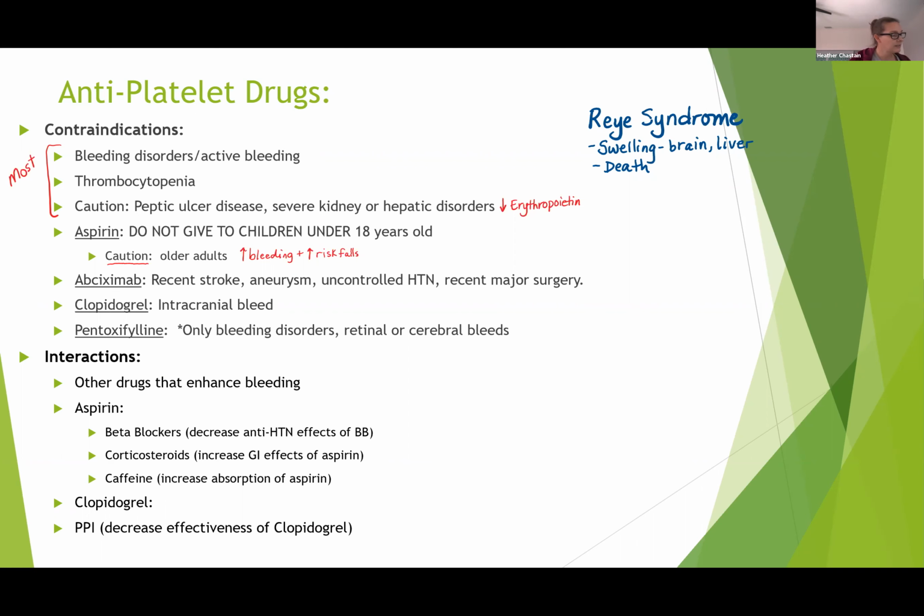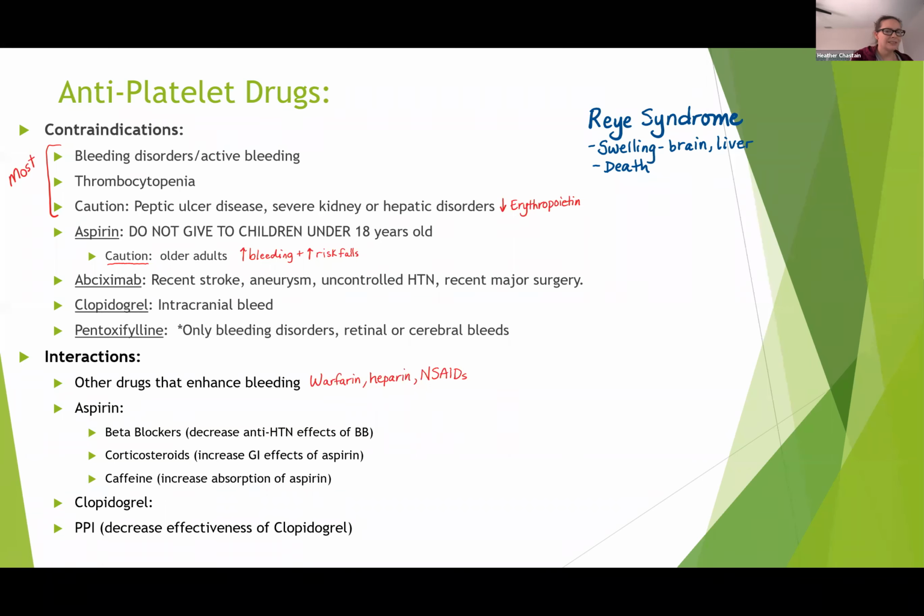So interactions, other drugs that affect or enhance bleeding. Examples would be like heparin and, warfarin, heparin, or NSAIDs, okay?